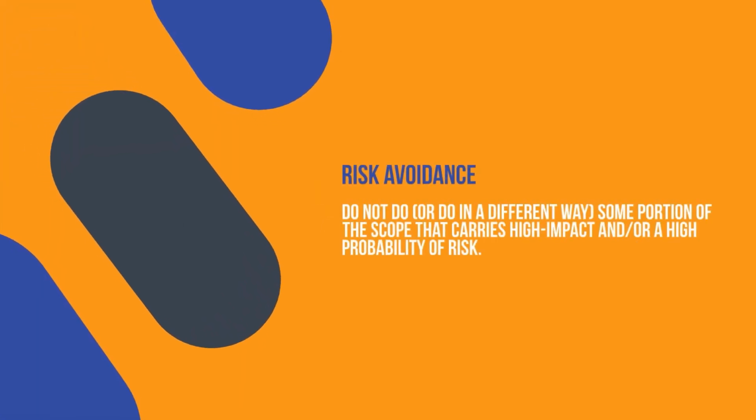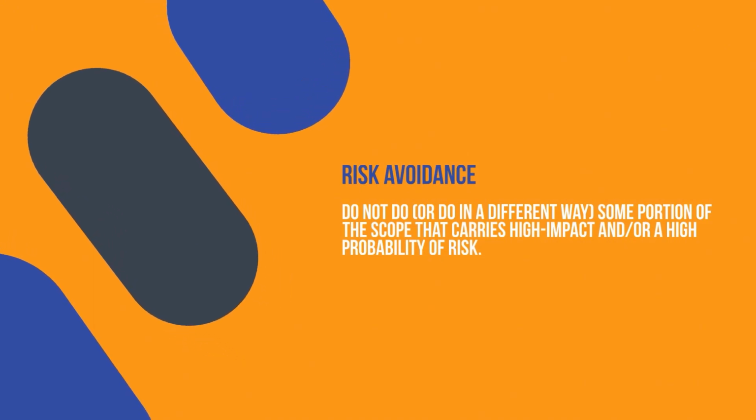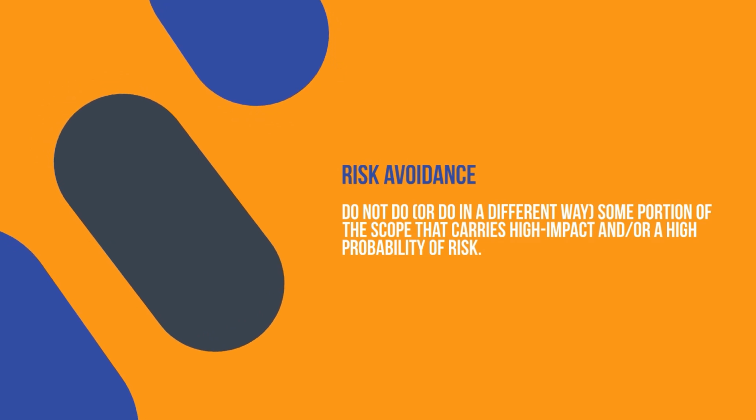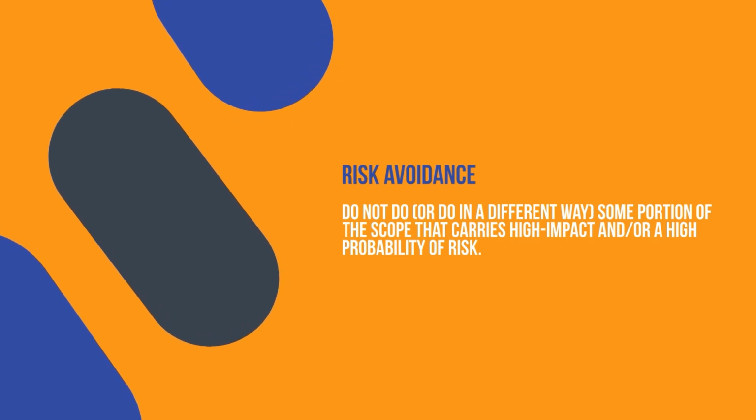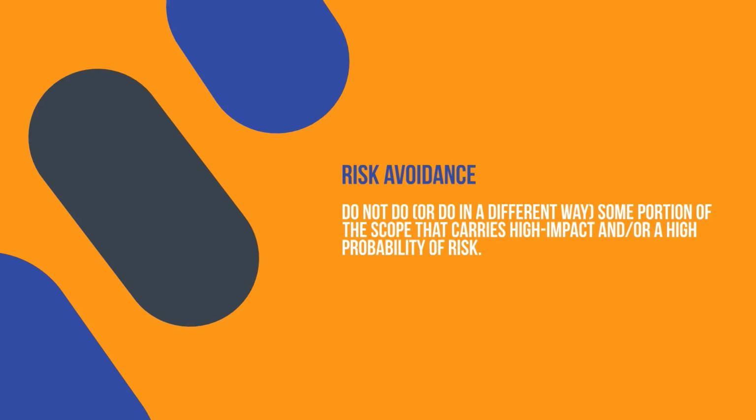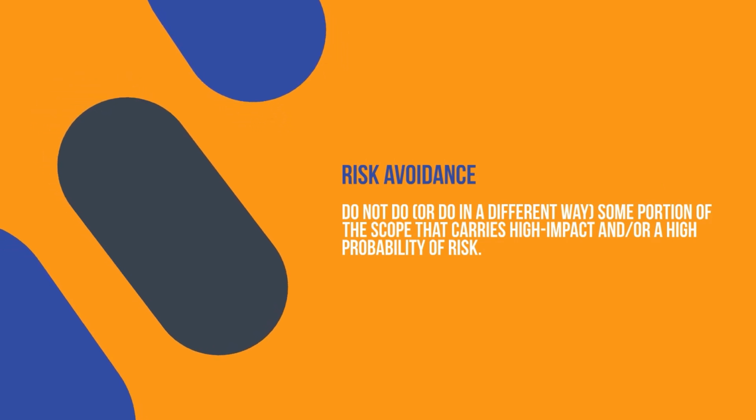Risk avoidance: do not do, or do in a different way, some portion of the scope that carries high impact and/or a high probability of risk. For example, a project might choose not to work in a geographic area because there is too much insecurity.